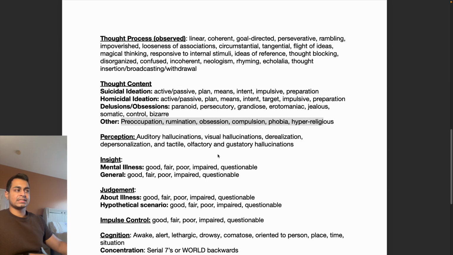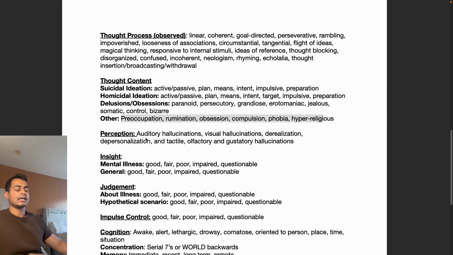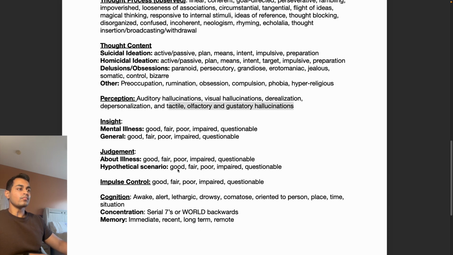Perceptions is specifically talking about hallucinations, depersonalizations. Always make sure, I always forget this, honestly, but it's really important, olfactory and gustatory hallucinations. Ask them about that. Are they feeling or tasting something, or smelling something that they shouldn't be smelling?